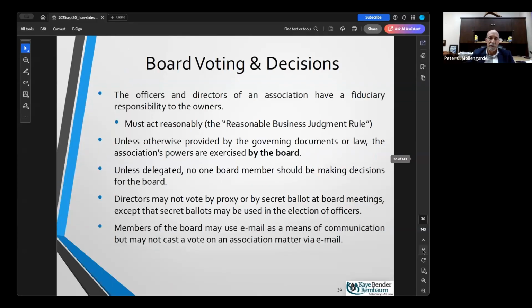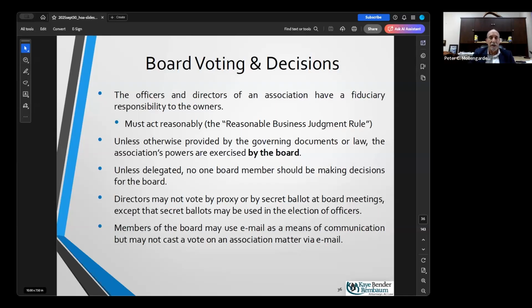More about the board and board meetings. Officers and directors have a fiduciary responsibility to the owners. Fiduciary, big fancy word meaning basically trust. They must act reasonably, but there is something known as the reasonable business judgment rule. Basically, what that means quickly is, as long as you're acting reasonably and in good faith, then really your decisions can't be challenged. Well, they can be challenged, but they won't be successfully challenged.